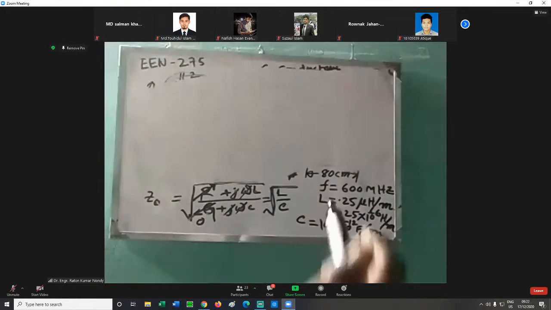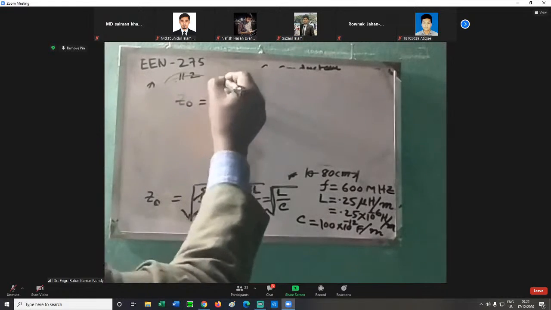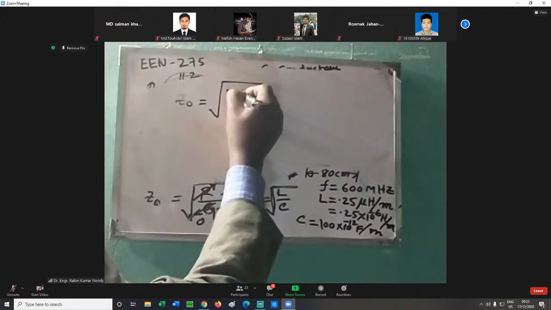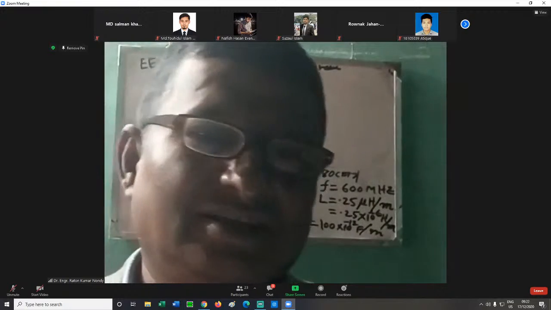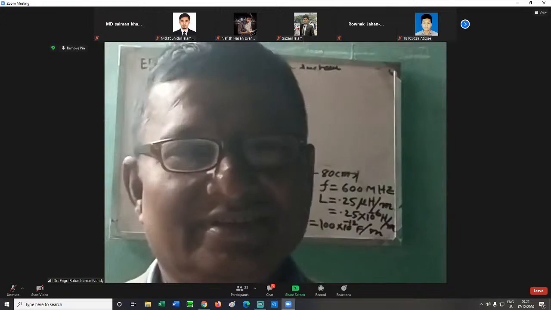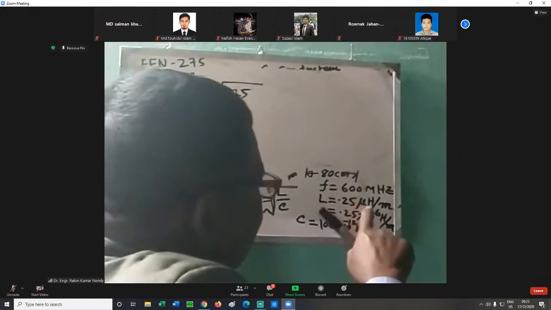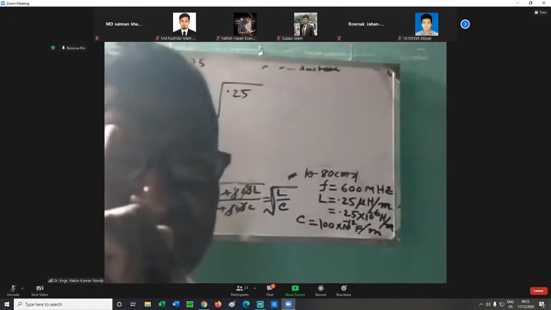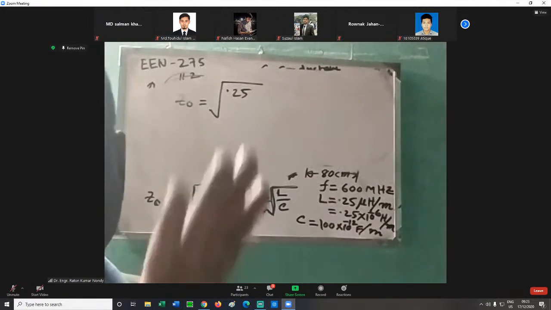You just know what is Z0, Z0 equal to root over L by C. L means 0.25. Remember that sometimes we make mistakes in conversion. It is given in megahertz, and it is given in microfarad. Remember very carefully, then the problem will not have any mistake or error.